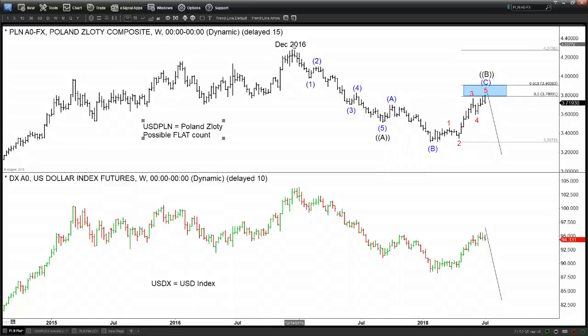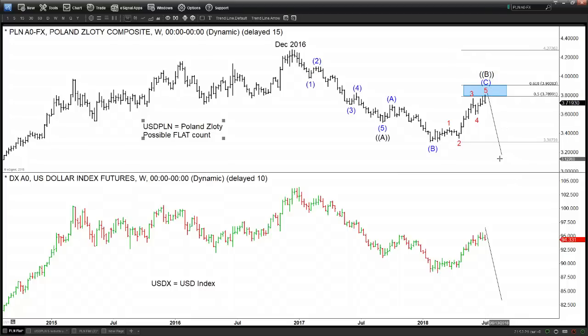So from December 2016, the decline is in 5 waves, 1, 2, 3, 4, 5, ending with A, and then the wave B is in a flat A, B, C, and then if this is ending, we can now resume the wave C lower. Again, this interpretation suggests that the US dollar PLN can start to extend lower now to continue the next leg to the downside.